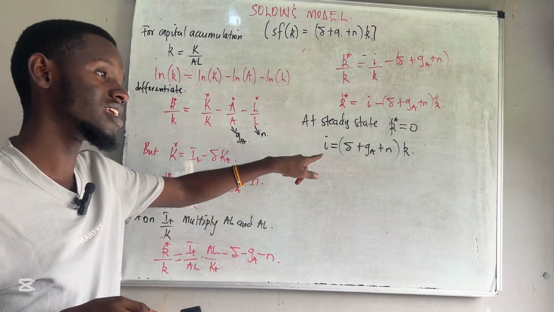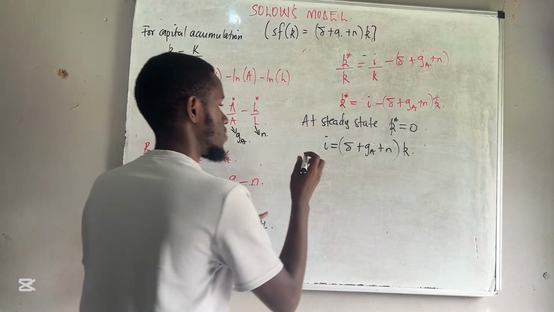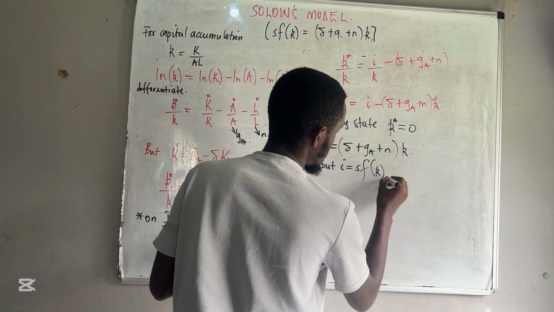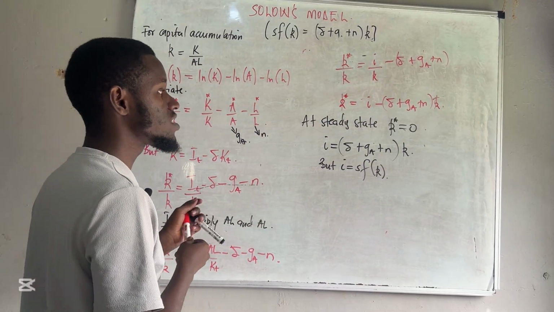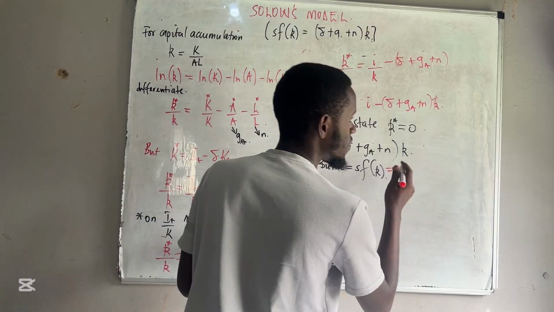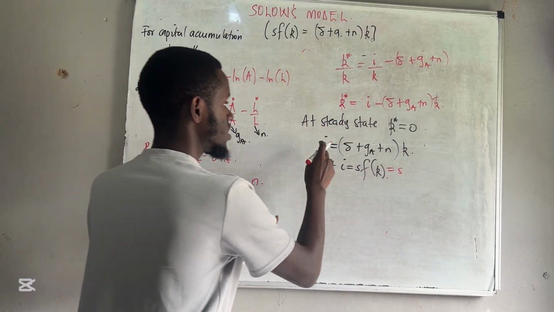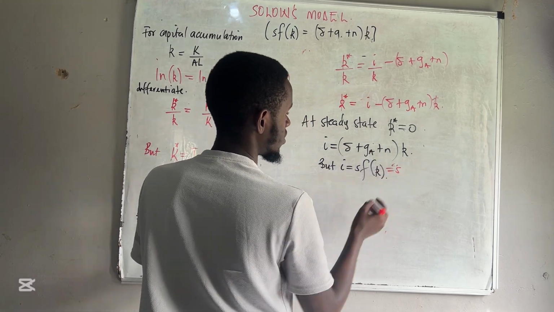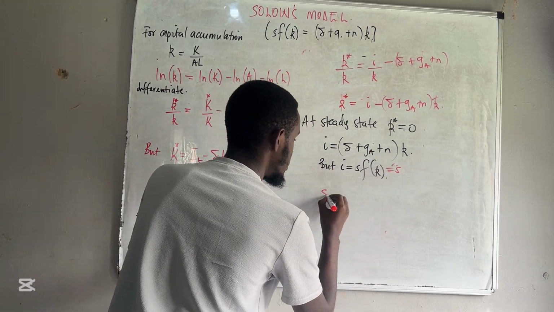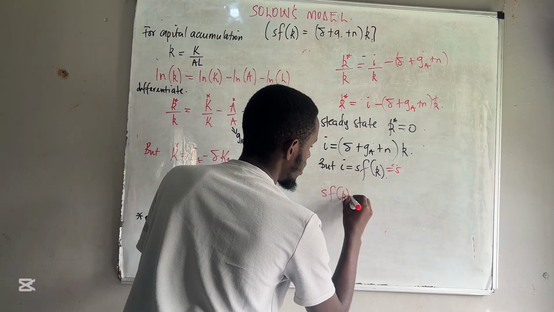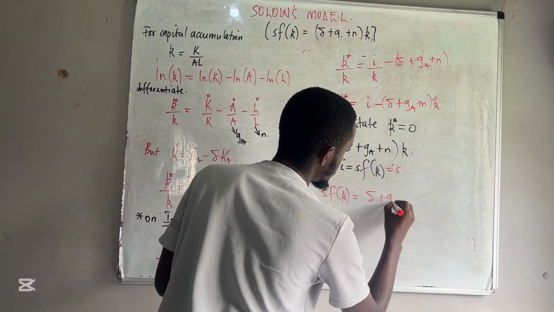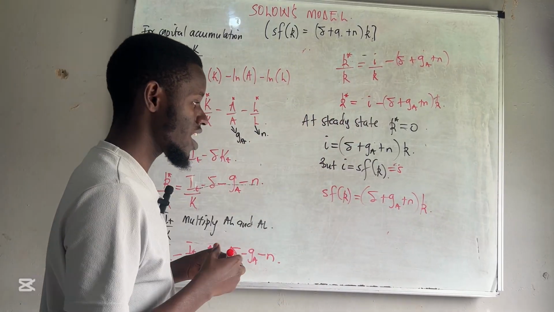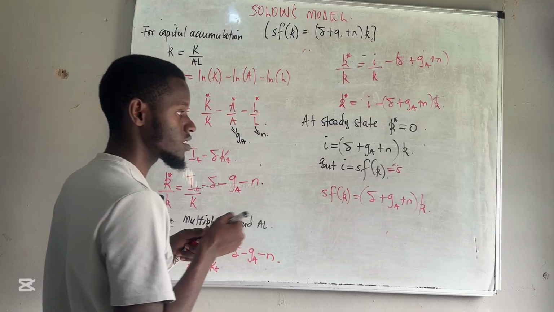But remember, we said that our equation was saying that i equals s f(k), small k. This is the same as having small i, investment, the savings rate times output, that is, savings per effective labor. Therefore, from here, I'll have s f(k) the same as having (sigma plus gA plus n) times small k. And this side here is called the break-even investment.